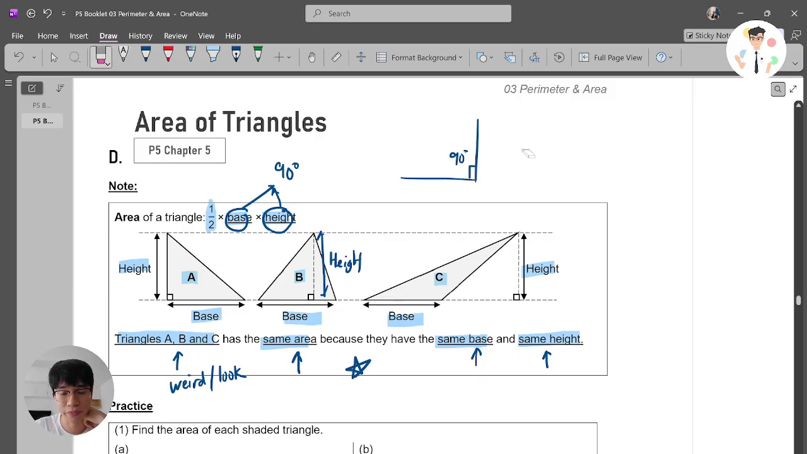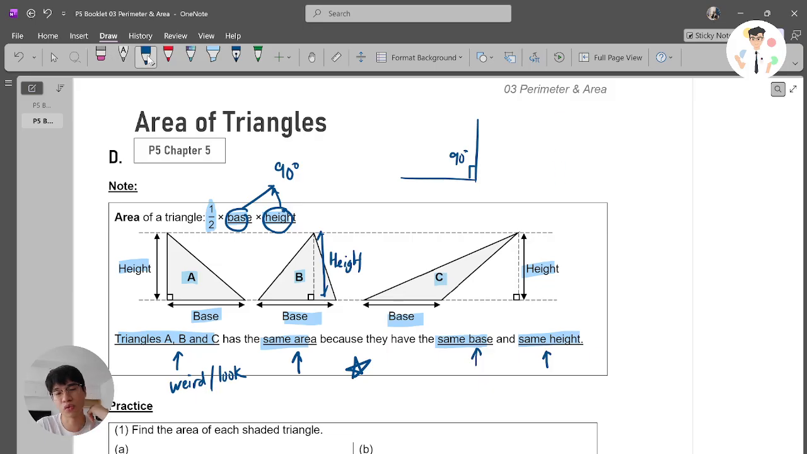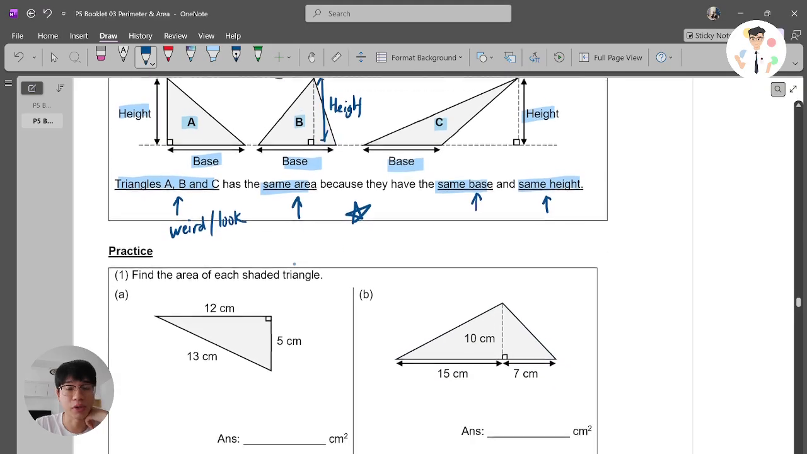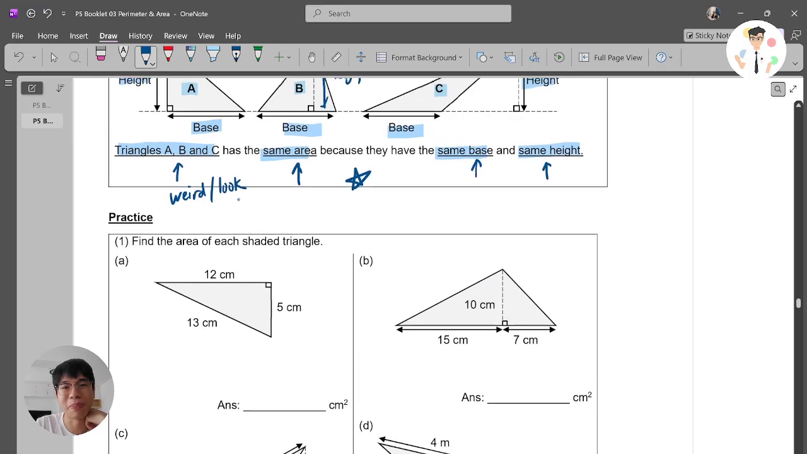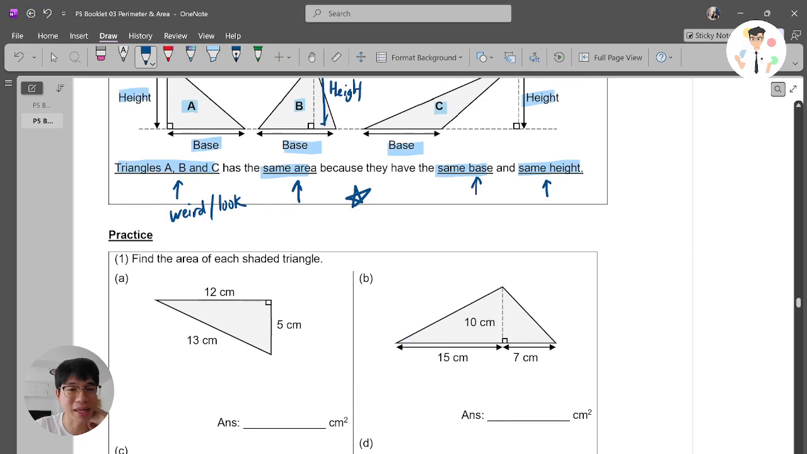Okay, and I just want to bring you through some of the pictures or diagrams so that you can see. So for example, practice 1, you have this 12, 5, 13. Now, if I were to ask you what is the area, some of you should be able to know it is actually 5 times 12. Now, the word base, it doesn't really matter to be at the bottom. No. I can have the base to be on top. It works the same way.